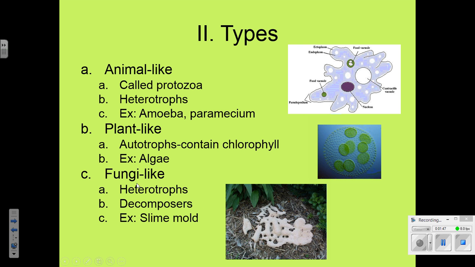And then the last kind is the fungi-like protists, and they're also heterotrophs, so again, they have to feed on something else to get their energy. And most of the time, these are going to be your decomposers. So this picture here off to the right is showing a slime mold. It basically can be found on dead, decaying stuff on forest floors, and it literally disintegrates them and turns them into mush.